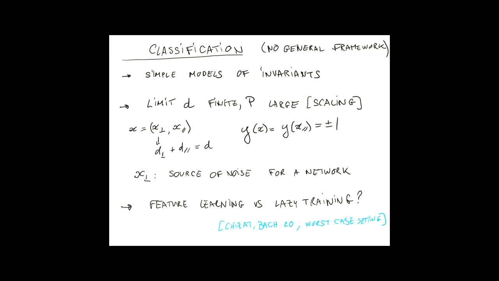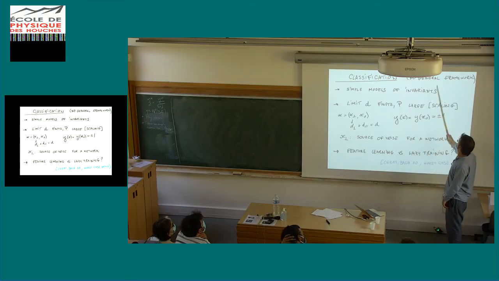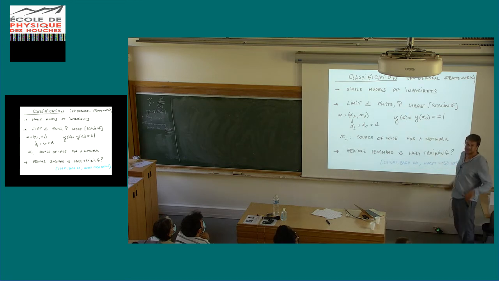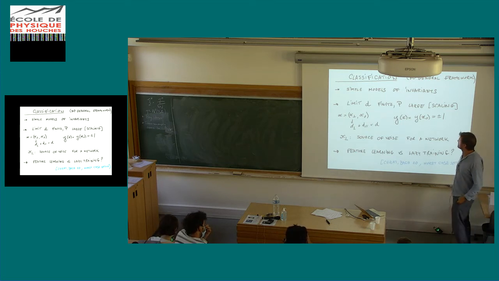Okay, so we're thinking about classification, and in that case, there is no general framework like the one I described before for regression. So we'll be thinking about very simple models, and we want those models to have some symmetries, and see how different regimes learn those different invariances.